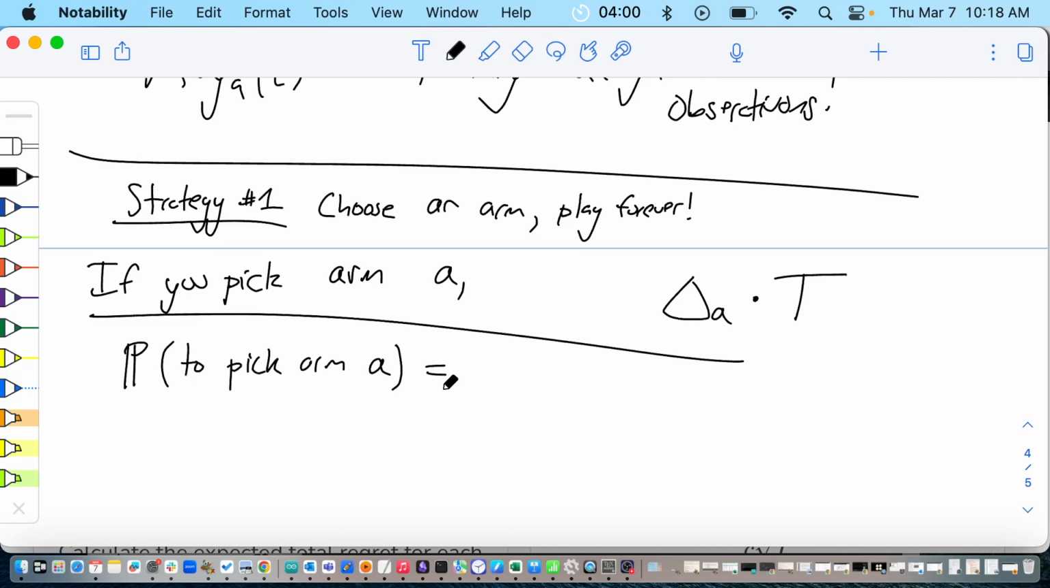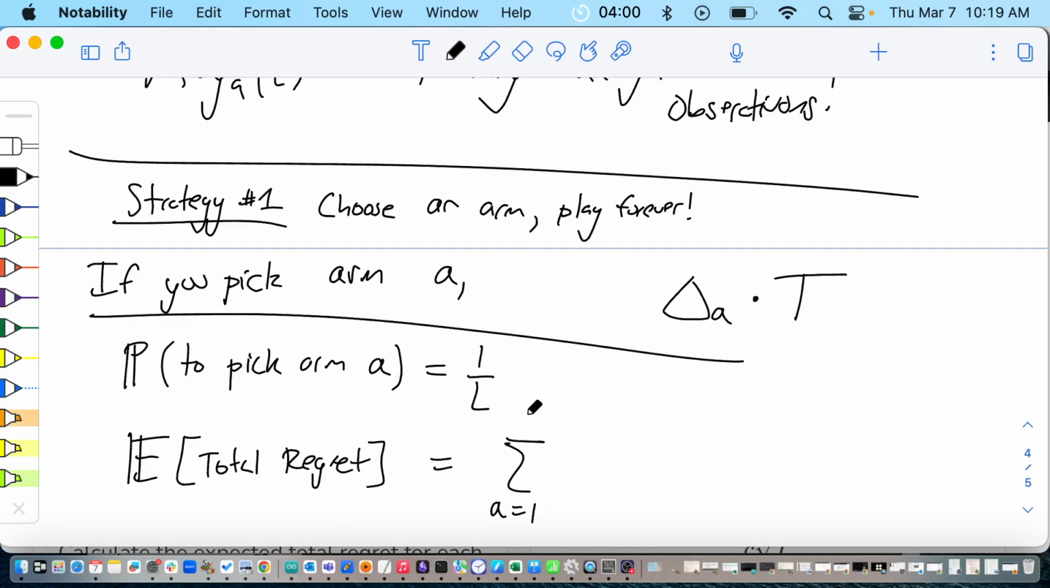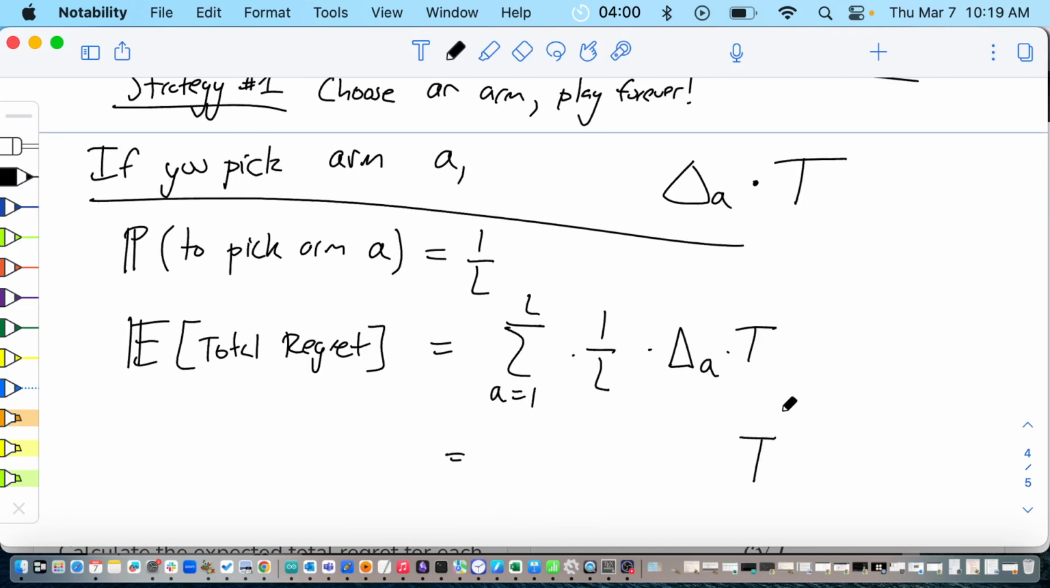What is the probability to pick arm A at the beginning? Yeah. 1 over L. It's 1 over L. We pick all the arms equally likely in this strategy. So now you know if you pick arm A, you get this much regret. You know the probability to pick arm A. And now you can combine them to get the total expected value. So maybe we should have done this one first. The total regret. We add up over all the possibilities. So the sum over all the arms A goes from 1 to L. The probability to pick arm A is 1 over L, and the regret you get is delta A times T, which now you can factor the T out. So it's T, 1 over L, the sum of A equals 1 to L of delta A.